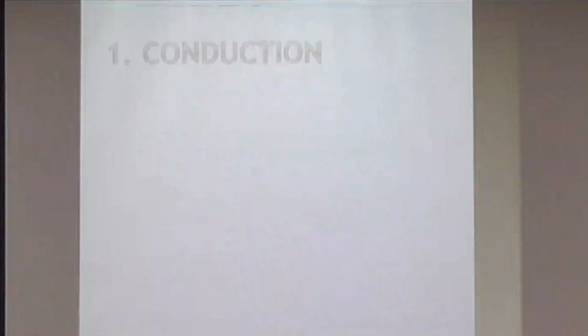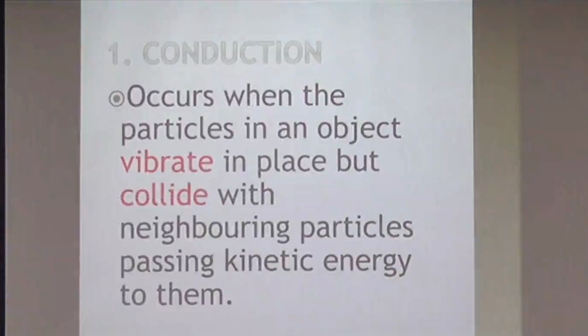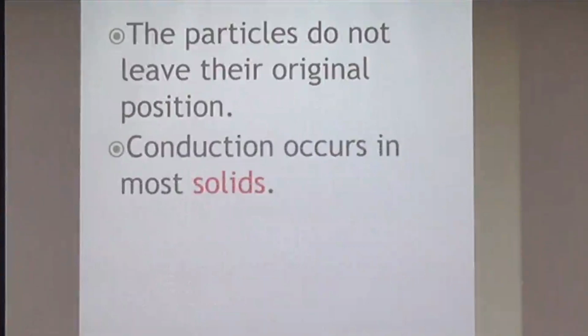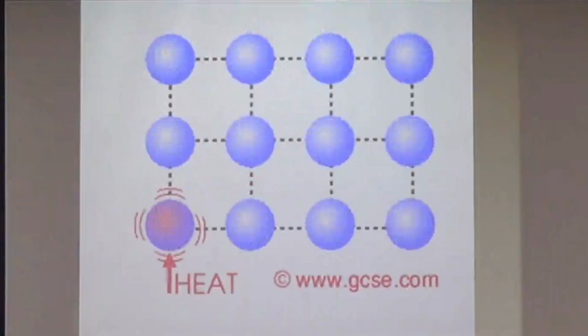So conduction occurs when the particles in an object vibrate in place but collide with the neighboring particles, passing the kinetic heat energy to them. The particles do not leave their original position. Conduction occurs mostly in solids. It can only happen in the material where the particles are closely packed. So in a solid, what will happen? One molecule will pass to the next, to the third, to the fourth, and so on and so forth.